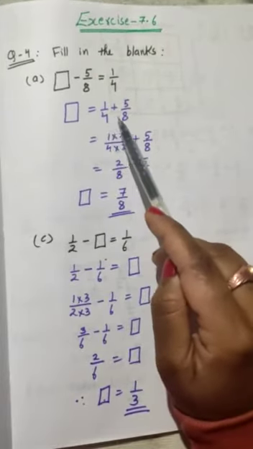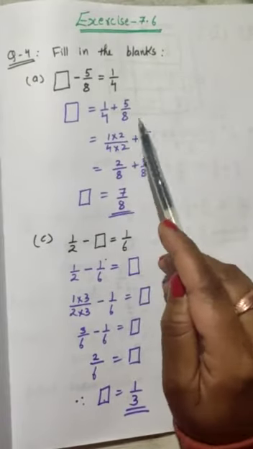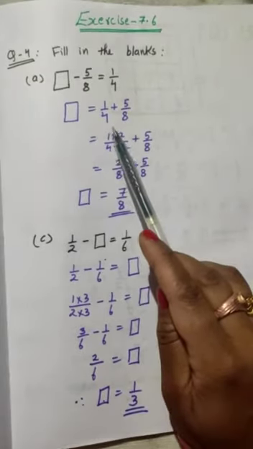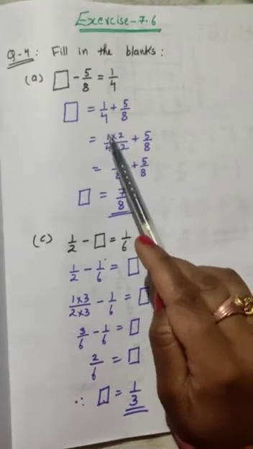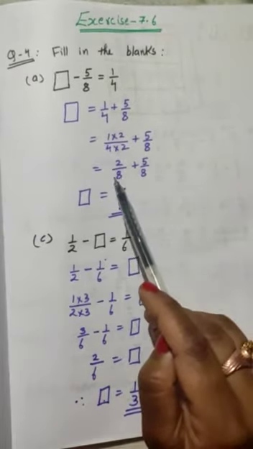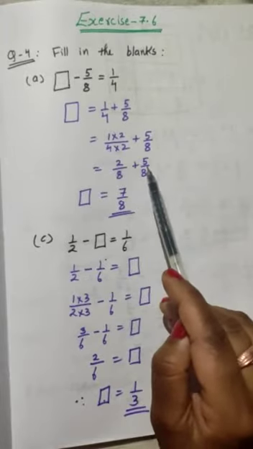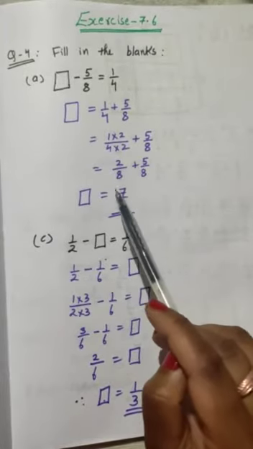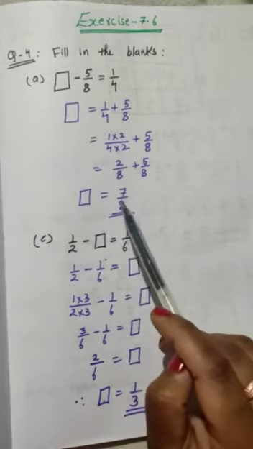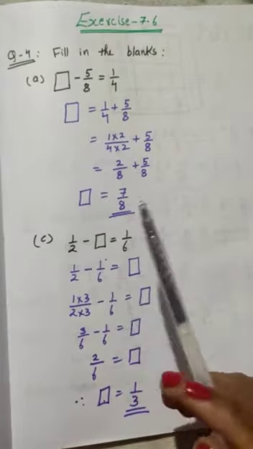So LCM of 4 and 8 is 8. The second fraction 5 by 8 will remain as it is. And the first fraction, which was 1 upon 4, will become 1 into 2 over 4 into 2, which is 2 by 8. Then you will add these two. Now you can see this is 2 by 8, this is 5 by 8. So both of them have become like fractions. So 5 plus 2 will give you 7 by 8. So the answer is 7 by 8. Then similarly, the second one is homework for you.